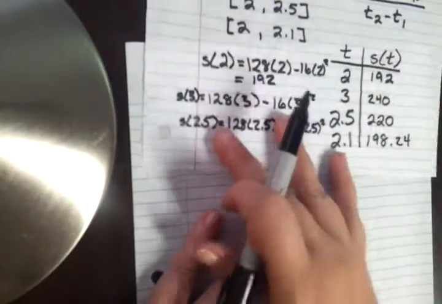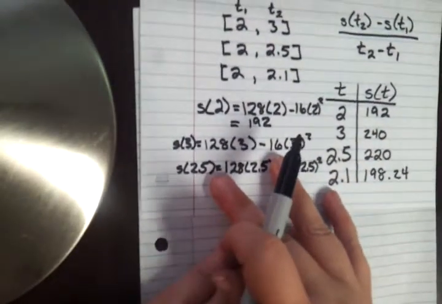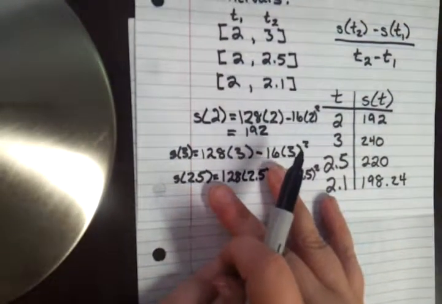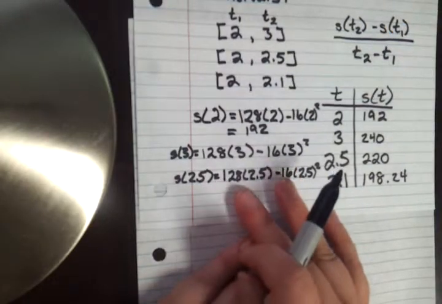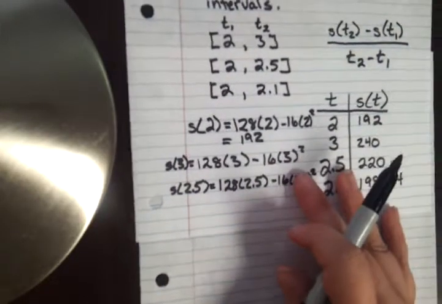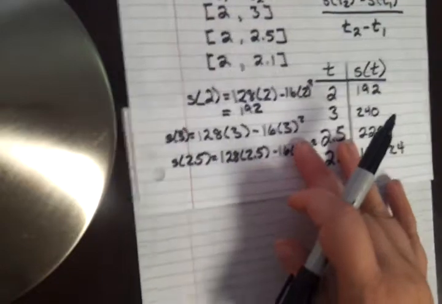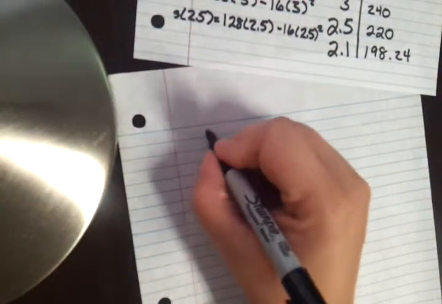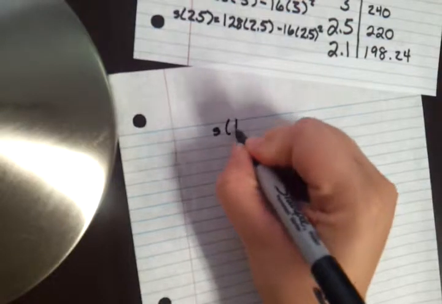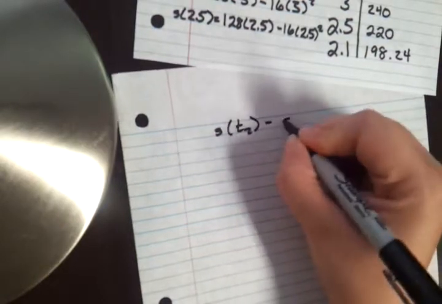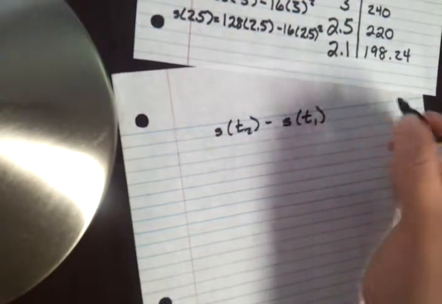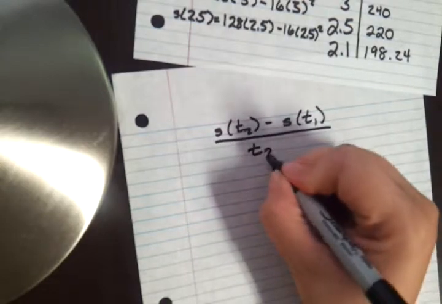The S of T2, let me bring this down here a little bit, S of T2 minus S of T1 over T2 minus T1. And what that's going to look like for the first one, actually I'll just rewrite that here. S of T2 minus S of T1 over T2 minus T1.